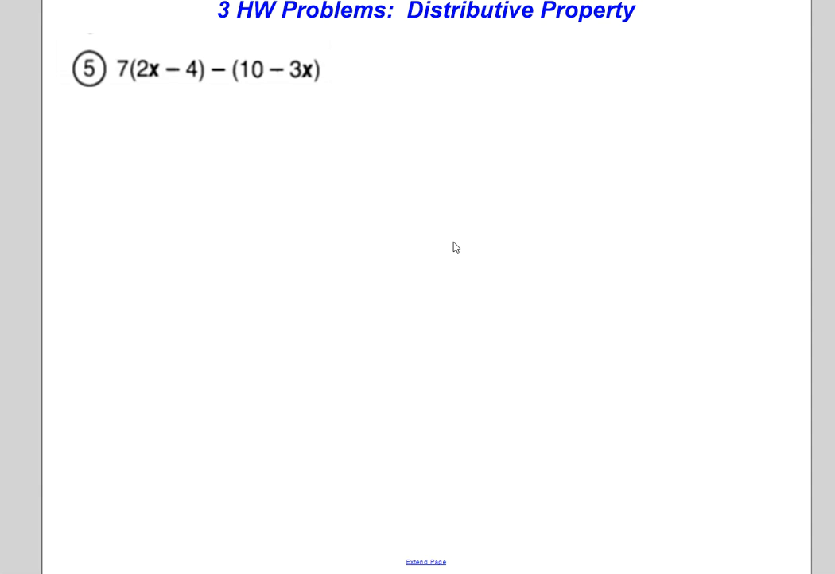This is by request by my algebra students. I'm going to go ahead and do 3 problems off the first set of homework. And what we're doing is the distributive property.